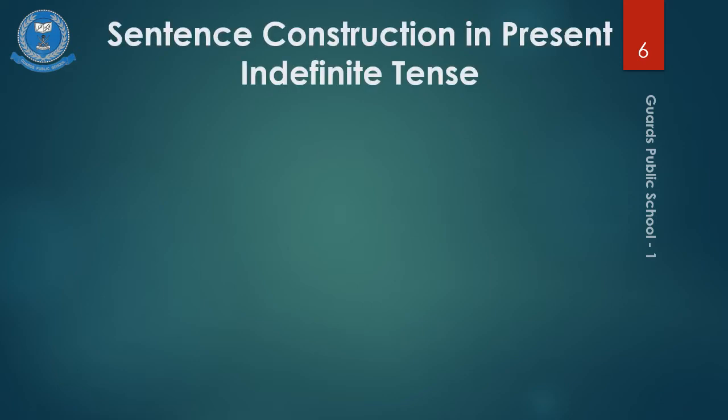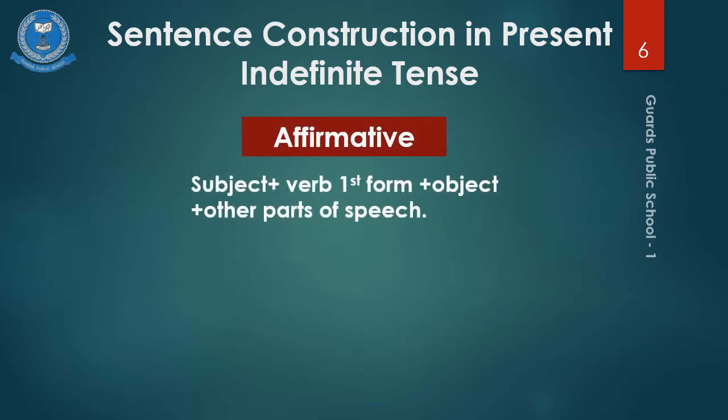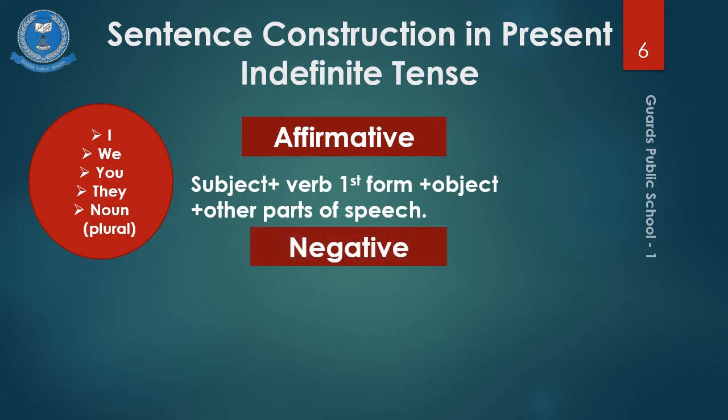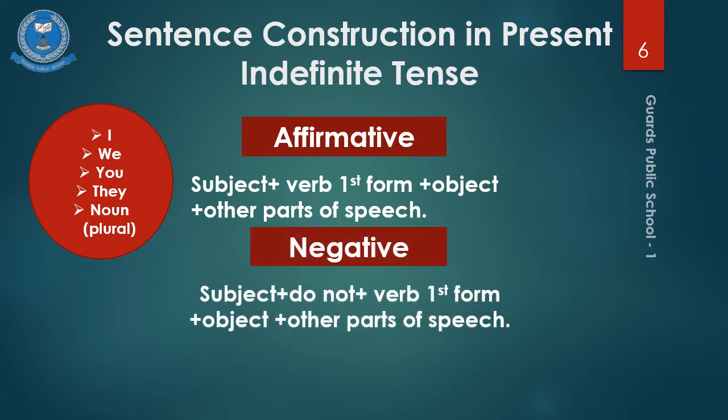In this topic, we'll learn the sentence structure of present indefinite tense. If you look at the structure of affirmative, we have the subject in the beginning. Our subject can be a pronoun, that is I, we, you, or they, or it may be a noun. So, in affirmative, after the subject, we write the first form of verb, then object, and then other parts of speech. In negative, we add do not after the subject.